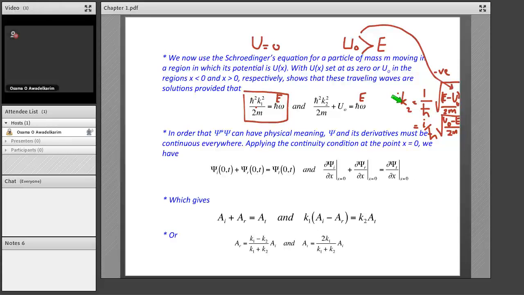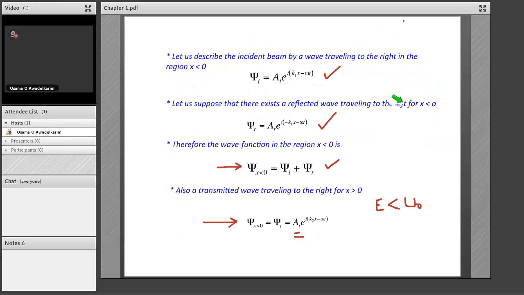So going back to this here, k2 is an imaginary number, so I can write it as i times some real number alpha. So my psi for x larger than 0 would now become A t e to the minus alpha x, because i times i is minus 1, and then I get e to the minus i omega t.